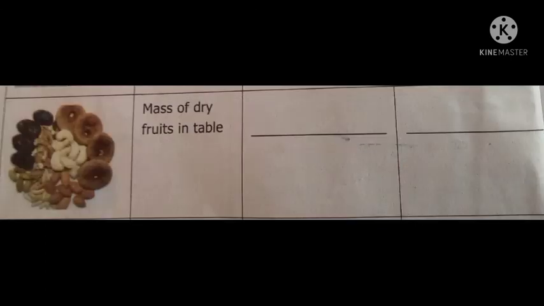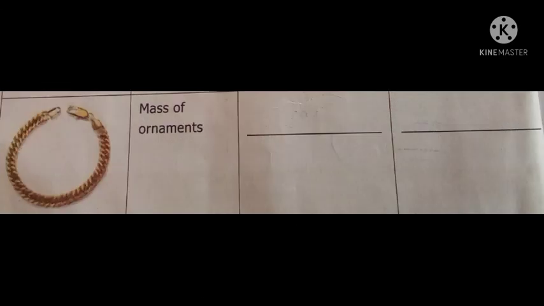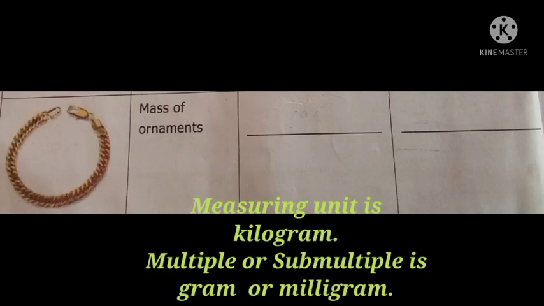And then you have the nuts, isn't it? Here the mass of the dry fruit on a table. How will you measure it? Yes, the measuring unit is kilogram, and the submultiple may be grams, isn't it? If it is more, it will be kilogram. It's little only, it is on the table, so it is gram. And then you have the ornament, one bangle, isn't it? Mass of the ornament. What is the measuring unit? It is gram. And the submultiple is milligram.